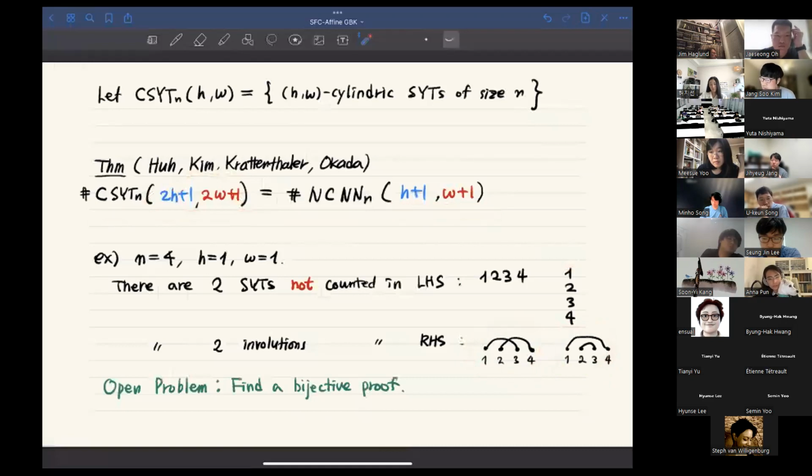I'm going to give you a brief outline of the proof, but the proof is not bijective at all. So an open problem that I would like to suggest is to find a bijective proof of this result. Because everything is purely combinatorial, I think there should be a nice bijective proof of this.